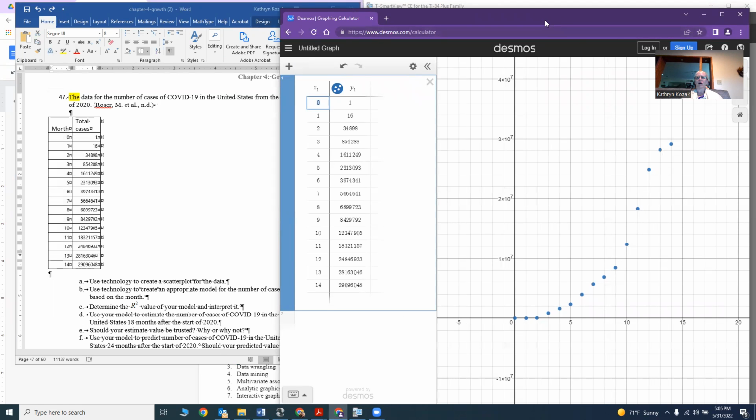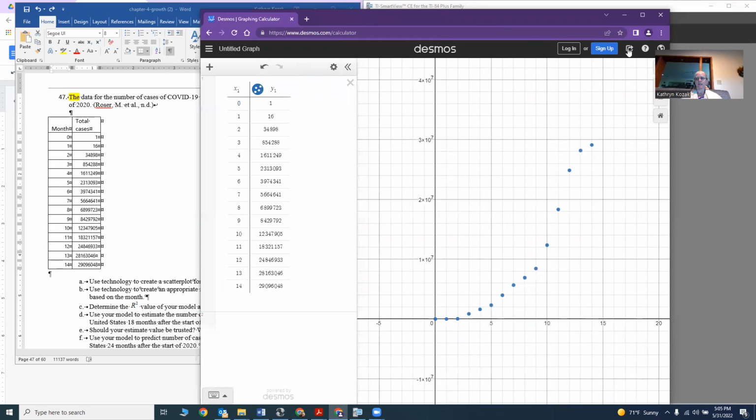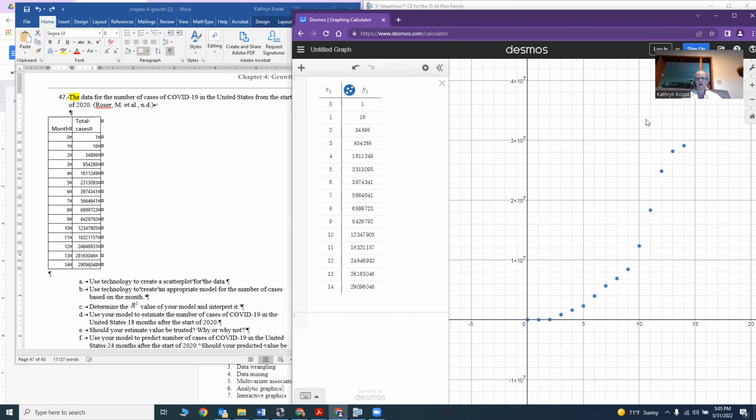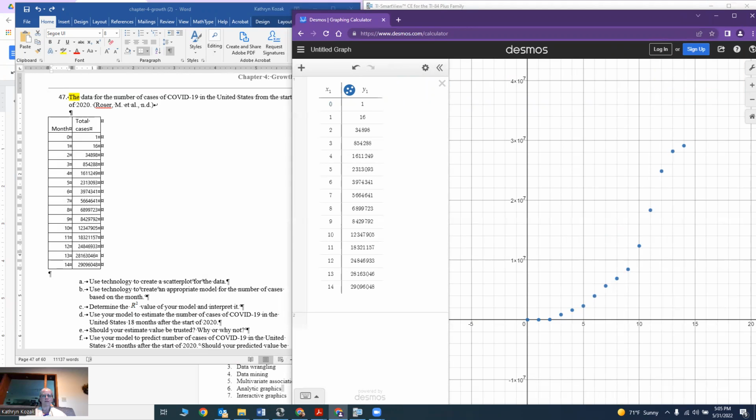If I would like to copy this, I can click on this button that says Share Graph and export the image. At this point, I would like to answer some other questions. I'd like to use technology to create an appropriate model for the number of cases based on the month.